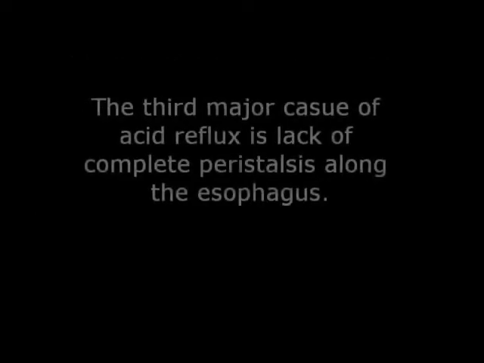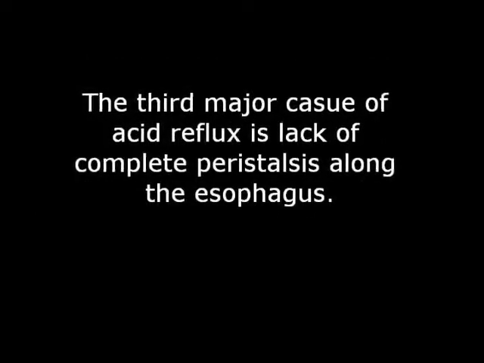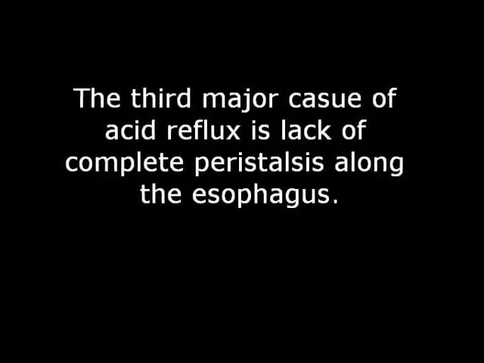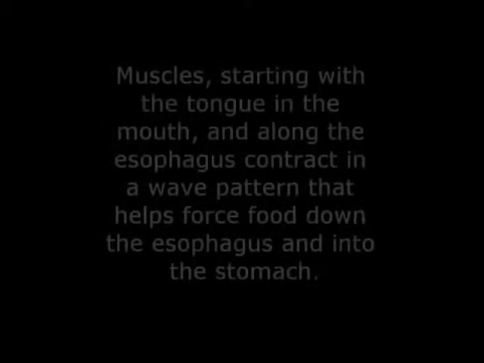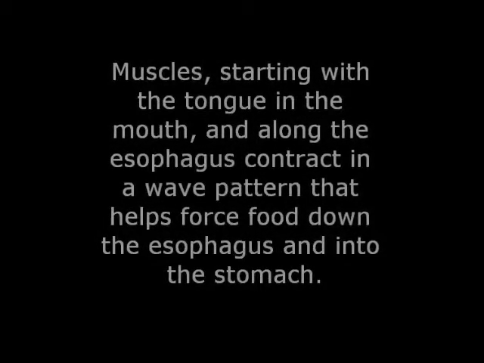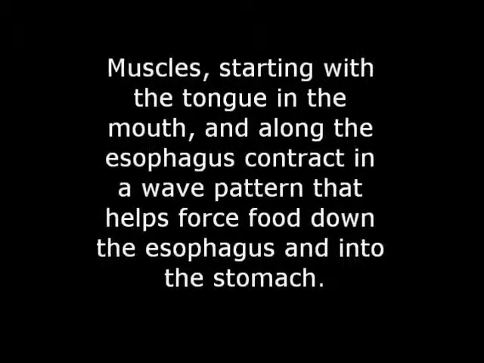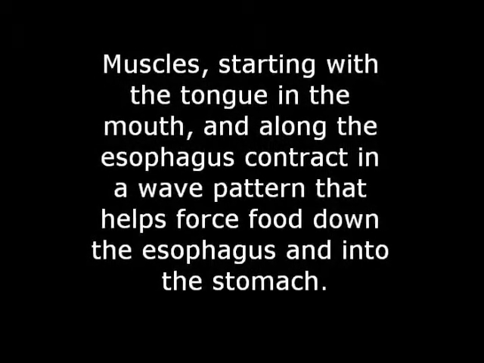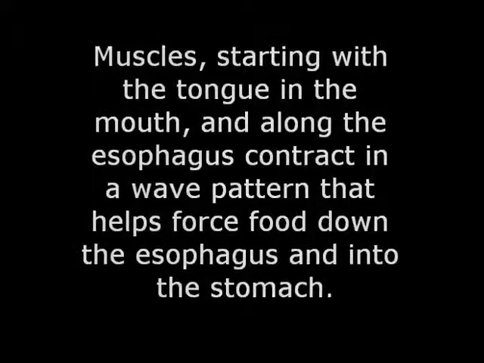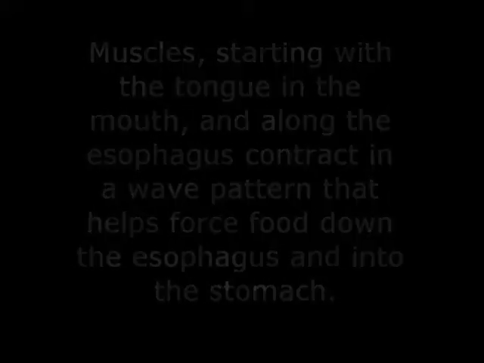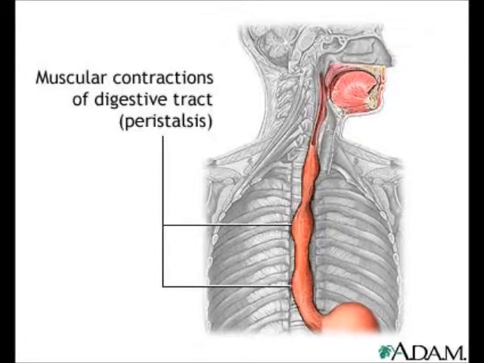The third major cause of acid reflux is a lack of complete peristalsis along the esophagus. Muscles, starting with the tongue and the mouth along the esophagus, contract in a wave pattern that helps force food down the esophagus and into the stomach. Here you see a diagram where there are contractions and portions of the food being pushed down into the stomach.